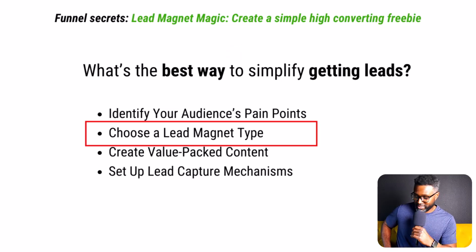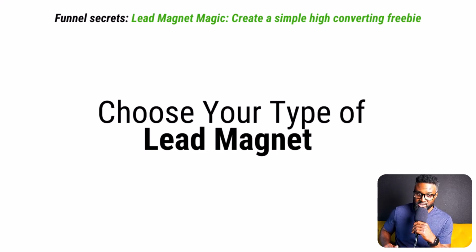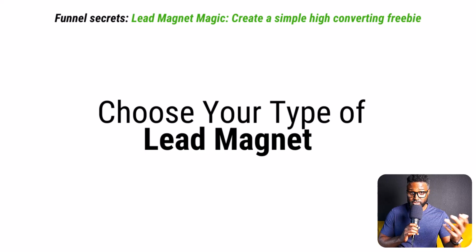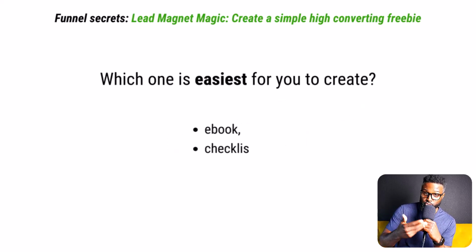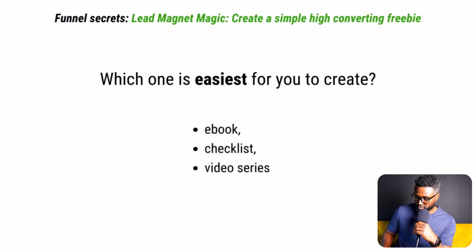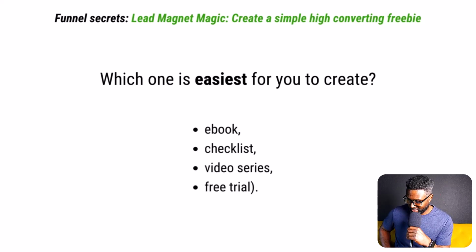Now you've identified their pain points, but now you need to speak to those pain points and you need to get that out to your people. So you need to package this up into a lead magnet. So we're going to talk about lead magnet types that you could choose. So you first need to figure out what's the easiest thing for you to make and what type of lead magnet you want to give to people. Which one is easiest for you to create?